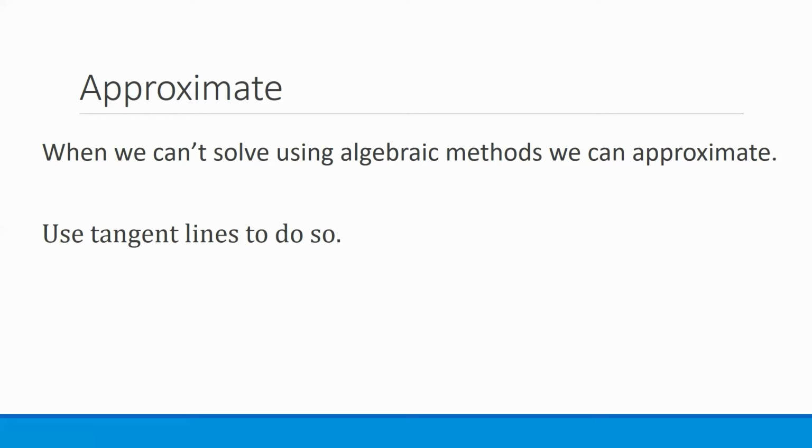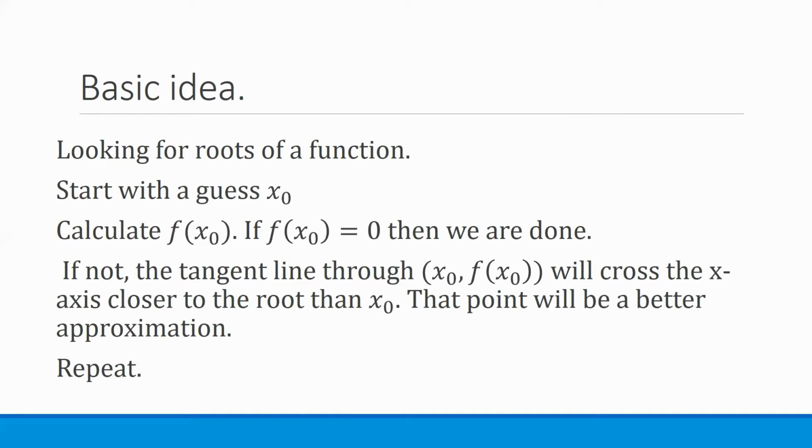The way Newton's method does this is through tangent lines. We're going to approximate a solution to an equation using tangent lines. That's essentially what Newton's method is wanting us to do. So here's the basic idea. We're looking for the roots of a function. So we set up a function and we're trying to find out what inputs give us 0.